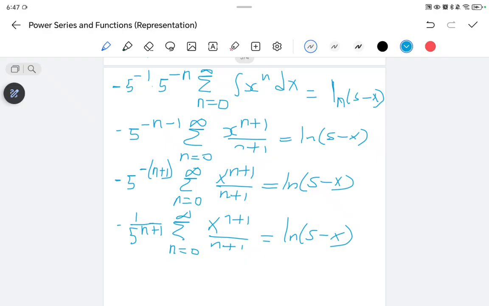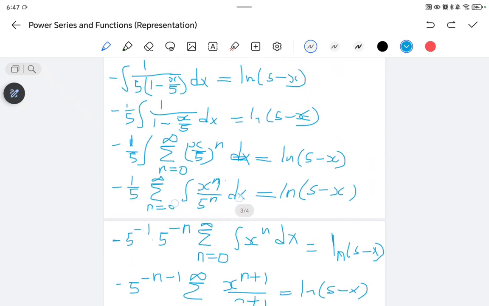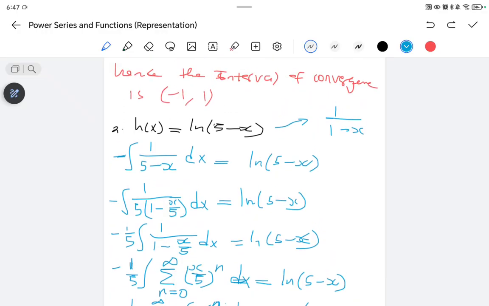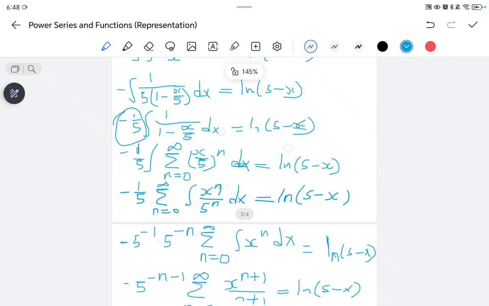So I would have this one is, let me check, 1 over 5 to the n plus 1 times x to the n plus 1. Then we didn't leave anything right now. Let's confirm if we left anything outside. Did we use it? Let me check. Yeah, we used it.